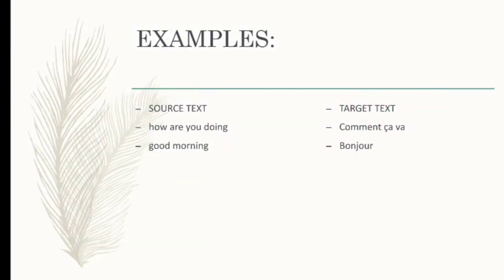Here are a few examples of source text and target text. The first one is a sentence from English, which is the source language here. The sentence says, "How are you doing?" For which the translation is done in French language, which is the target text here. And the sentence says "Comment ça va" in French. Similarly, in the next example, "Good morning" has been translated into "Bonjour."